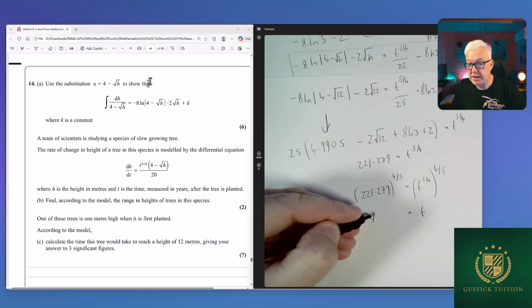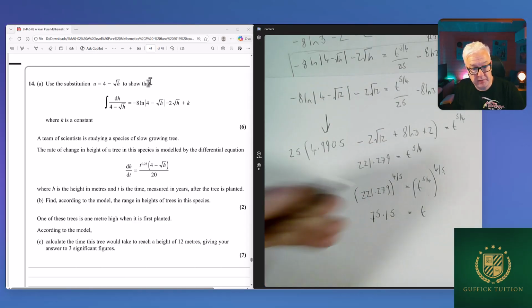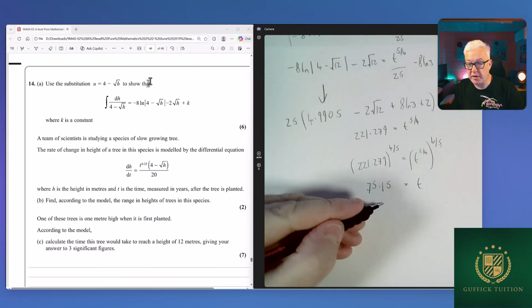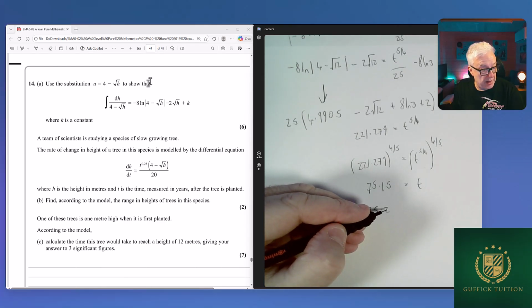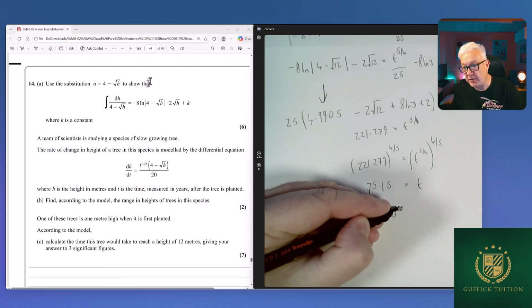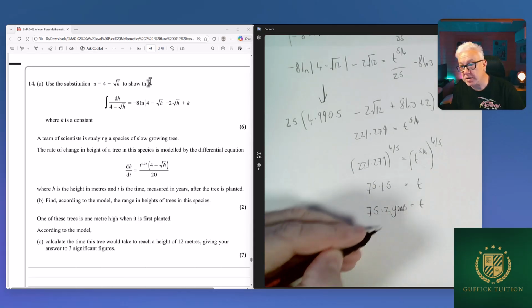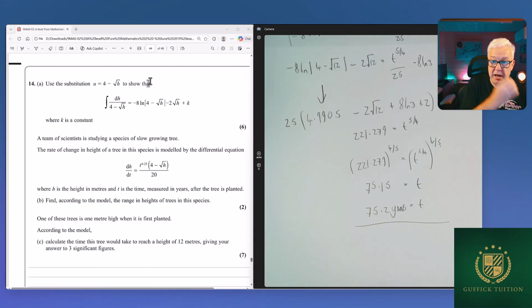So that is 75.15. It says give your answer to 3 significant figures. So that is going to be 75.2, and this is years. 75.2 years is equal to t. And that is that question done.